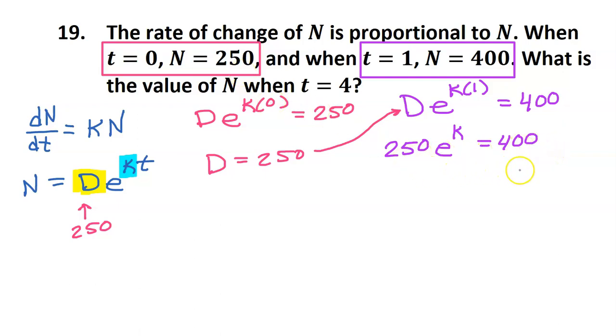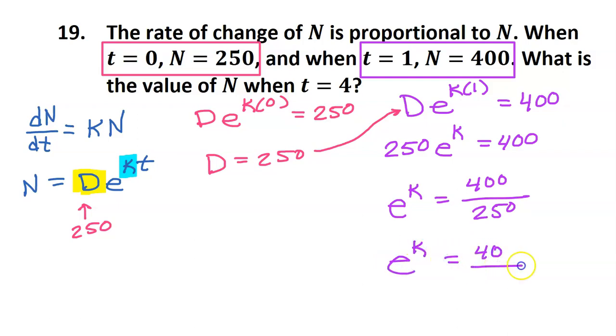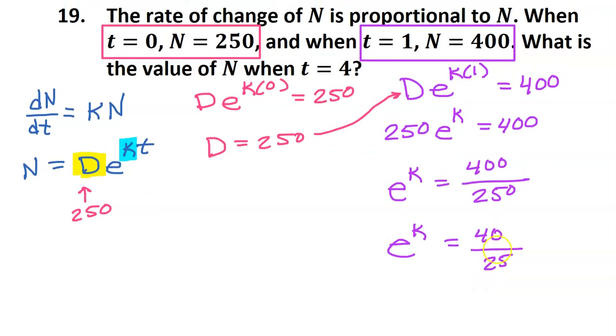Dividing both sides by 250, we have e to the k is equal to 400 divided by 250. Dividing the numerator and denominator by 10, we have e to the k is equal to 40 over 25. And dividing the numerator and denominator by 5, we have e to the k is equal to 8 over 5.